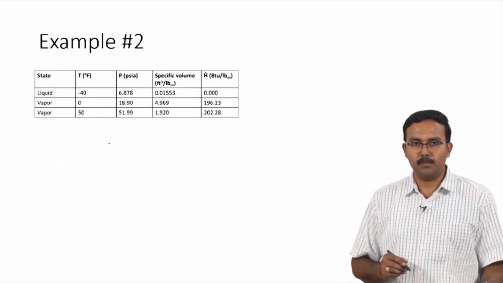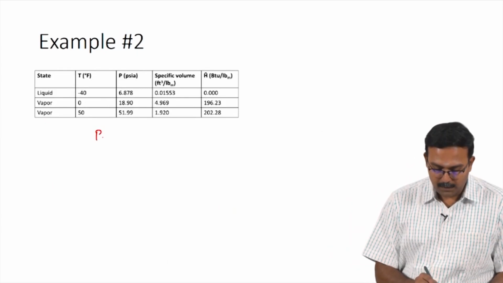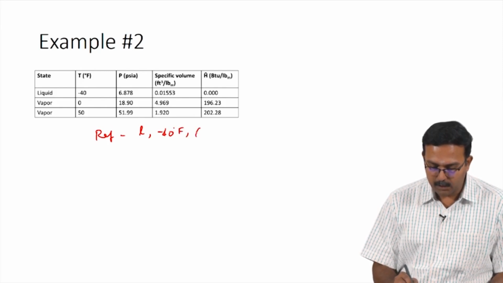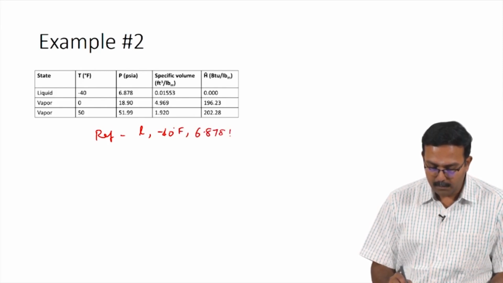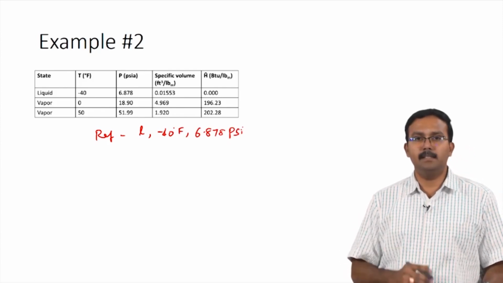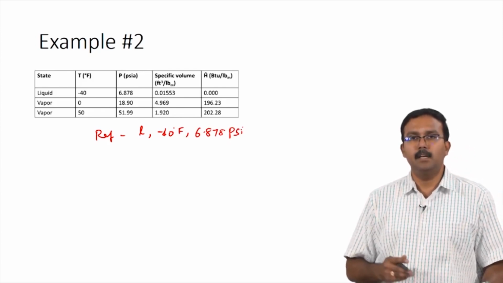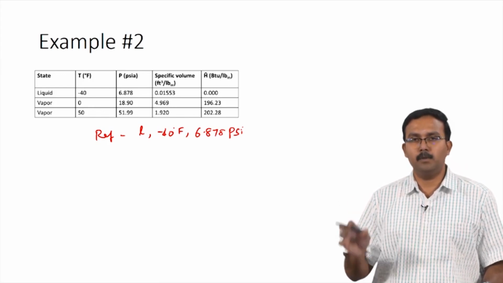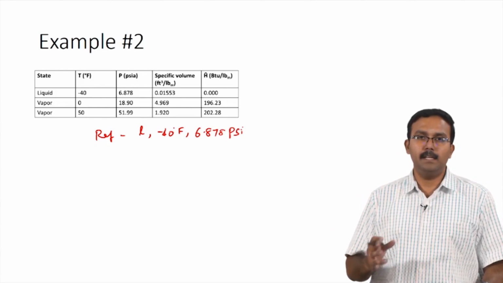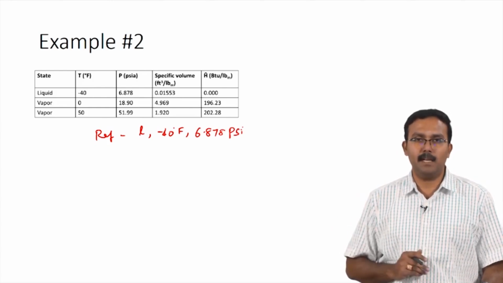So, the reference state for this system is liquid at minus 40 degrees Fahrenheit and 6.878 psi. That is the reference point. I mentioned the state, temperature and pressure to define the position of a state of the system. This gives you the complete definition of the state in which the system can exist.